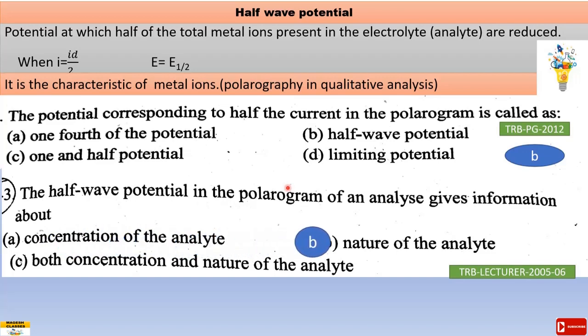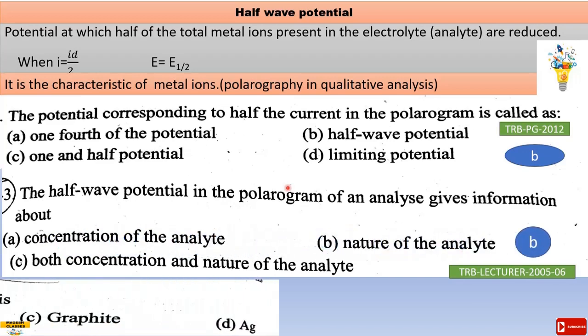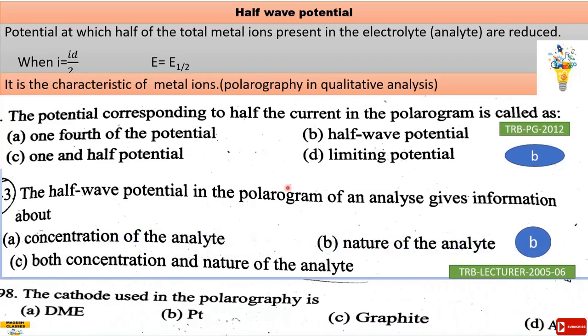Answer is B. The next one: the cathode used in polarography. So in polarography, cathode is a DME and anode is a mercury pool. So direct question, it is TRB Polytechnic 2012. Your answer is A, DME.